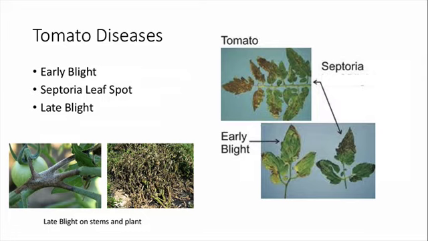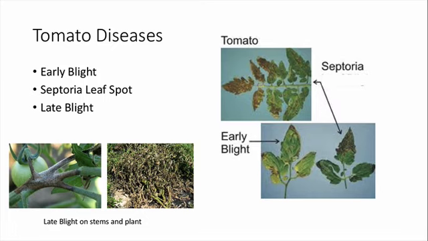And depending on how you manage the disease, some people just go in there religiously and strip out the lower leaves when they start getting septoria to keep the infection to a minimum. Some people just say, oh well, not to worry, I'm going to get my tomatoes and that's it.